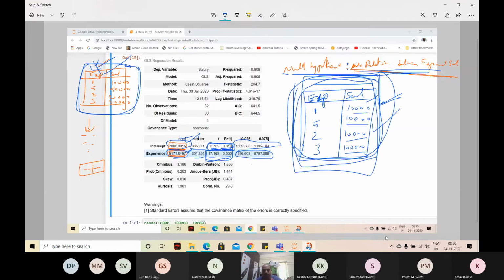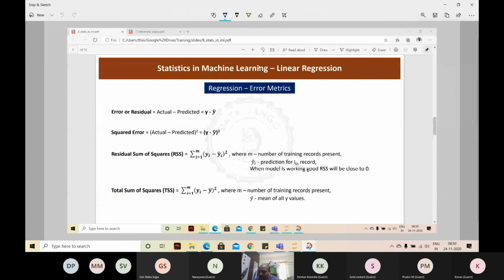Let me draw this and show you. Maybe. So there is a data set where there is material.